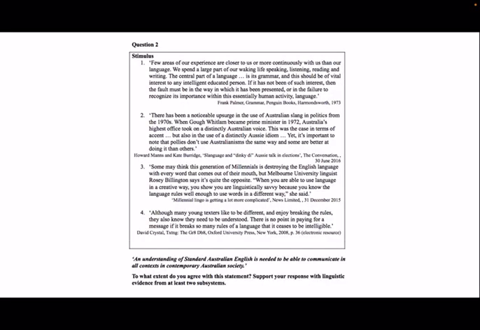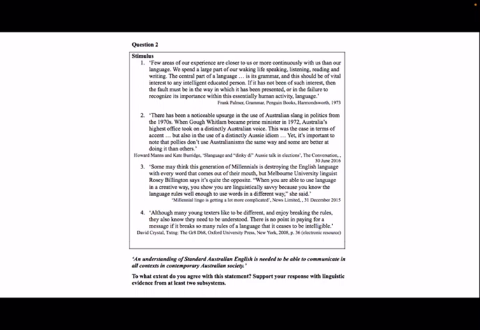Okay, so here is a sample question. We're going to be working with this question throughout the rest of this video. So I'm just going to read you, I'll start with the essay question at the bottom in bold, and then I'll go through each of the stimulus. So the essay question is, an understanding of standard Australian English is needed to be able to communicate in all contexts in contemporary Australian society. To what extent do you agree with this statement? Support your response with linguistic evidence from at least 2 subsystems.